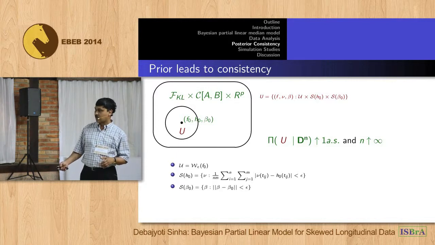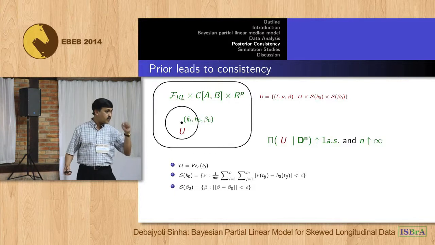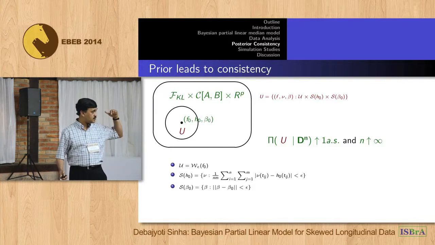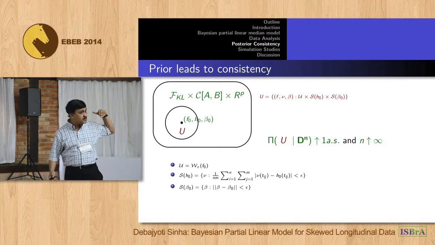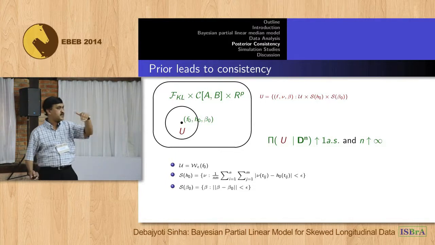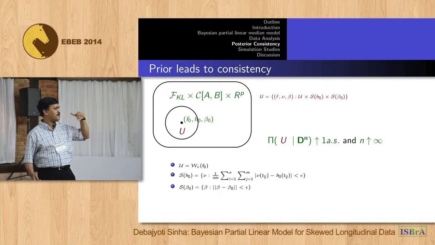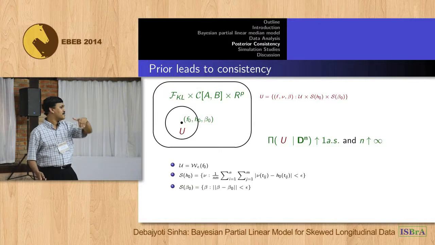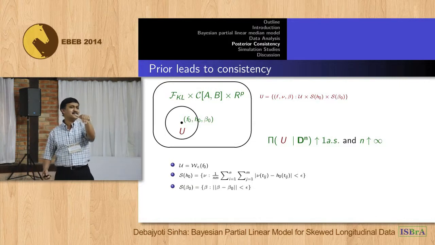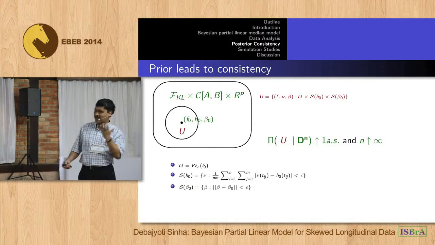And of course, you can get a pretty consistent estimate of H naught, but the consistency will only happen at the time points of observations. It won't happen everywhere. You will not know the estimate everywhere, which is realistic, because how can you know the function everywhere unless you have observations at those time points? You only know it at the places where you observe them. So that's one thing.